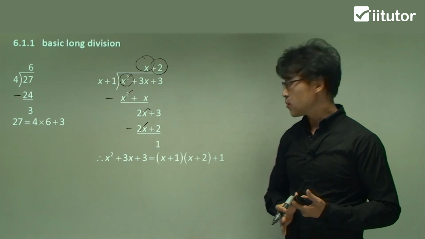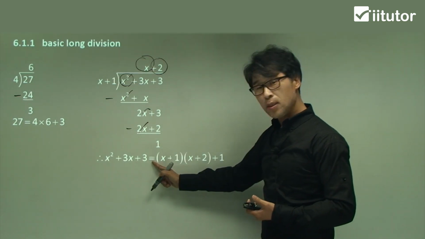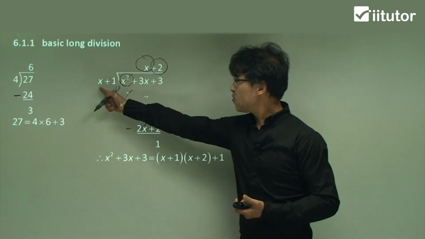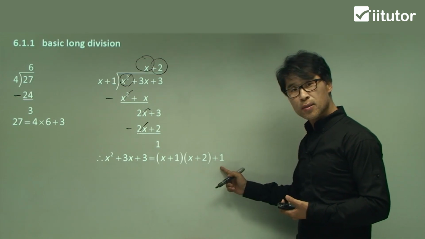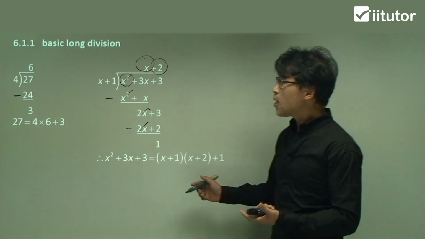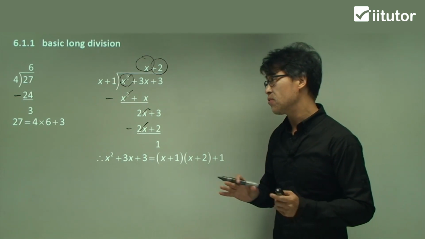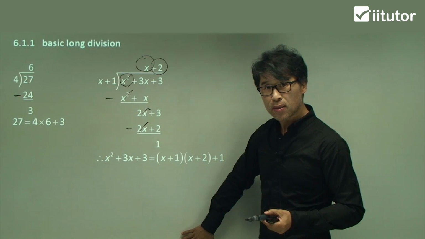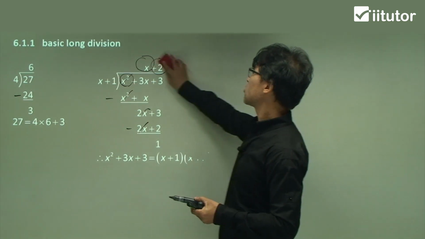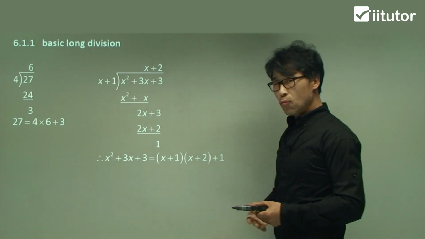You must write like this one. So the question is equal to the divisor times the quotient plus the remainder. They are all working together as we did in the numerical division, in the simple division. It will be exactly the same. So that is a good start and a good example. We'll continue to the real question.